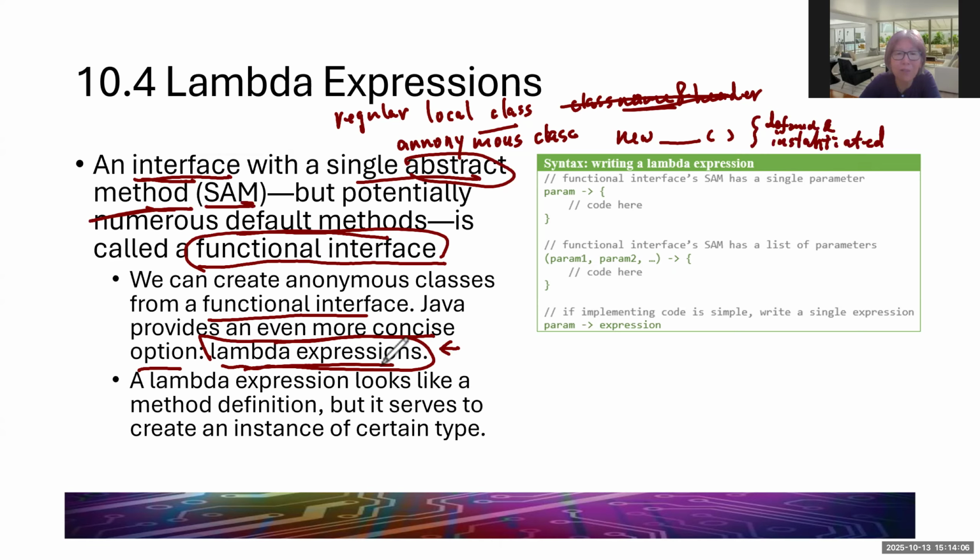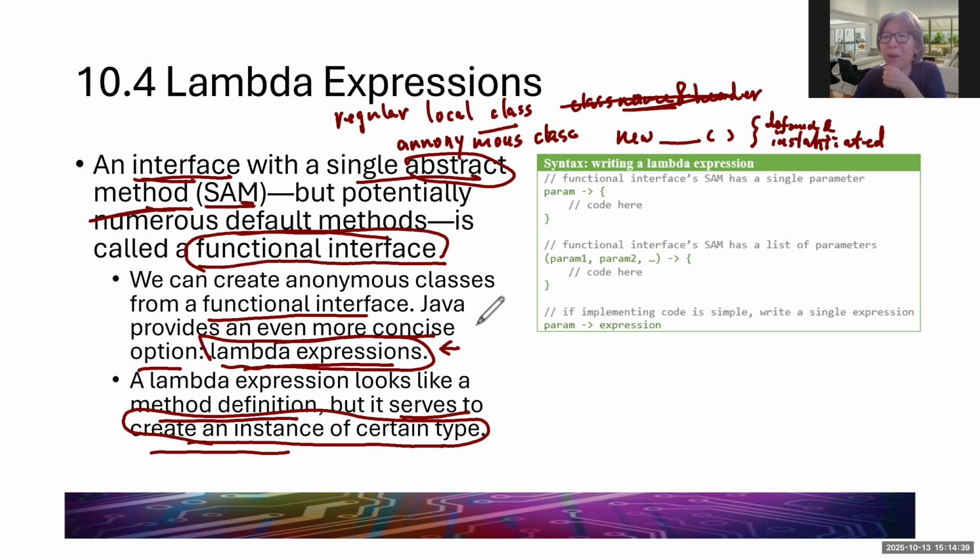It's called a lambda expression. It looks just like a method definition. Looks like a method, but no. It serves to create an instance of a certain type. So be careful, it's still creating some objects on the heap. Yeah, so the syntax to write a lambda expression: even though it's called a lambda expression, it's not just an expression. It creates an instance of some type. There are different forms.